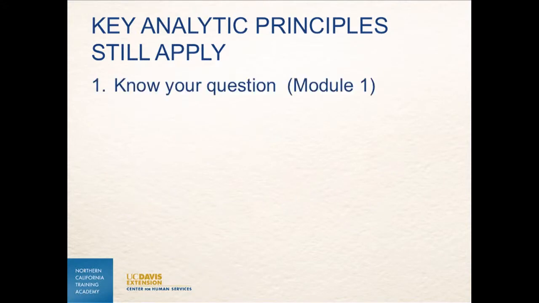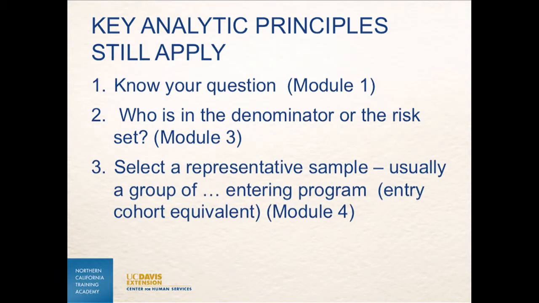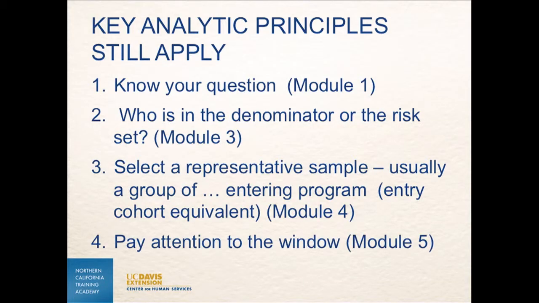First, we have Know Your Question. That was from Module 1. Second, who is in the denominator or the risk set? This was covered in Module 3. Select a representative sample, usually a group entering the program, the entry cohort equivalent. This was covered in Module 4. And finally, pay attention to the window from Module 5. Make sure your evaluation is going to extend at least to the point where you expect the program to have an impact.